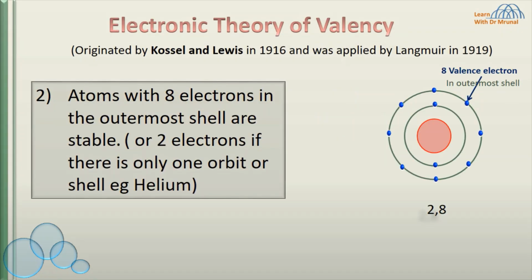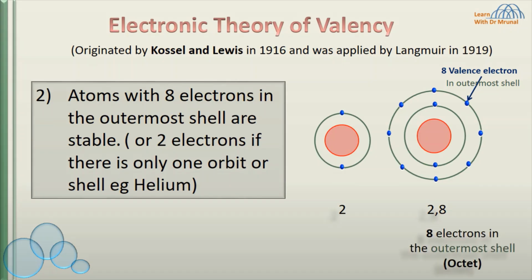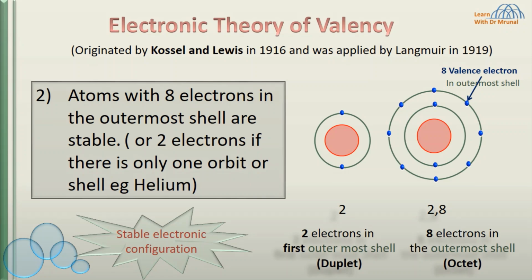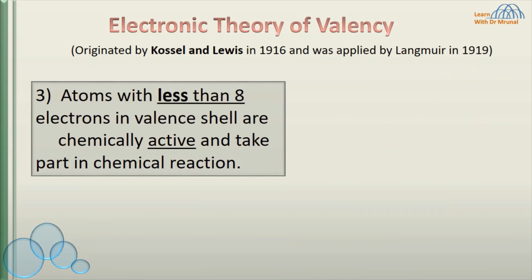Atoms with 8 electrons in the outermost shell are stable, or 2 electrons in the first outermost shell in case of helium. So 8 electrons in the outermost shell means octet, or 2 electrons in the first outermost shell means duplet, is a stable electronic configuration. Atoms with less than 8 electrons in valence shell are chemically active and take part in chemical reaction. Only those elements having less than 8 electrons in their outermost shell are capable of chemical combination.